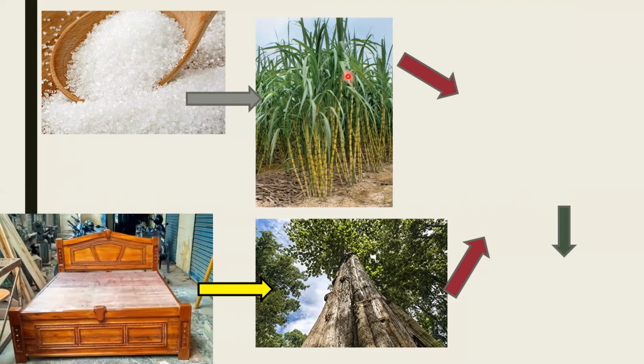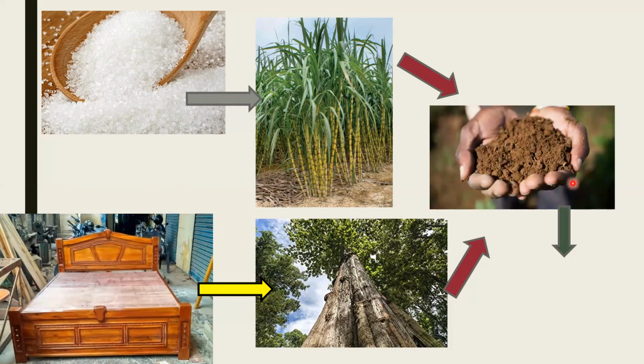Plants are small things. So these are plants and this is a tree, right? So sugar we get from sugar cane, and this bed we get from wood, and that wood we get from trees. Now, from where do these plants and trees come from? Of course, the soil. Correct. Soil, that is, matti.